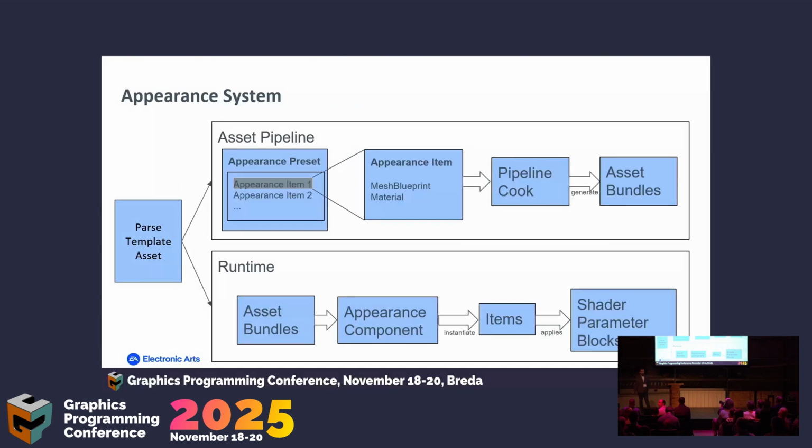We used a common subsystem for rendering our characters. This was called the appearance system. What that would do is it would parse the template asset, and out of those, it would collect all the appearance item information. And in the asset pipeline stage, it will do a pipeline cook and generate asset bundles. These asset bundles at runtime are again picked up after parsing the template asset by the game. And there was an appearance component that instantiated corresponding items for those. And once the items were instantiated, we were able to apply shader parameter blocks, which allowed us to do customizations related to the shaders.